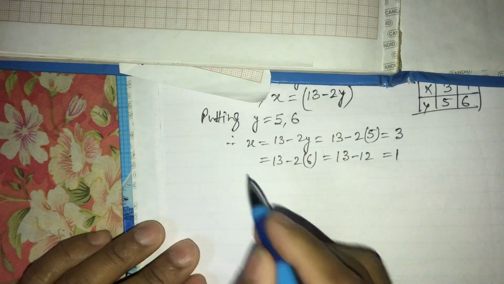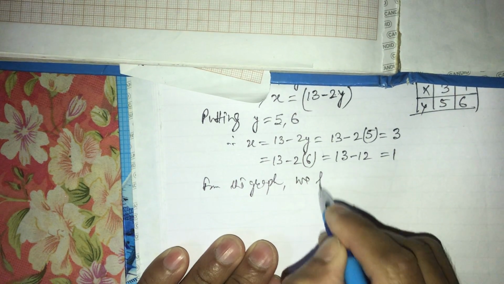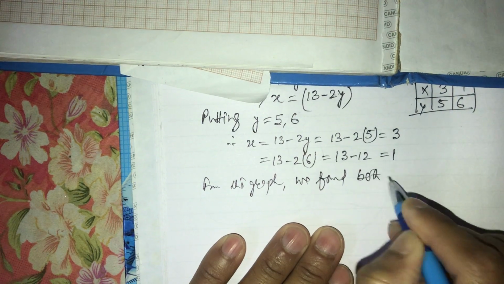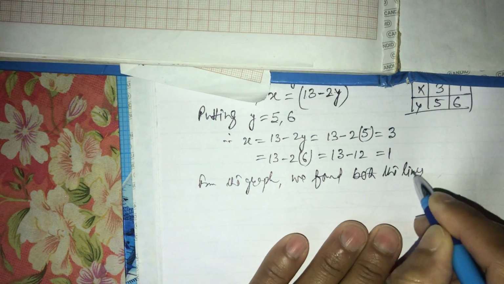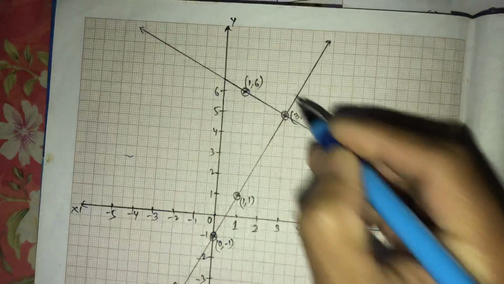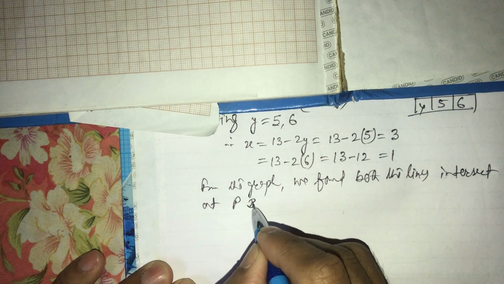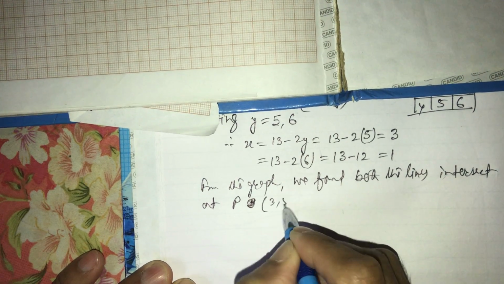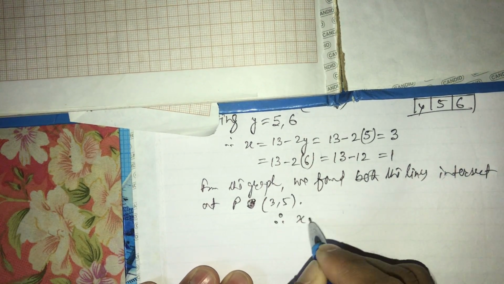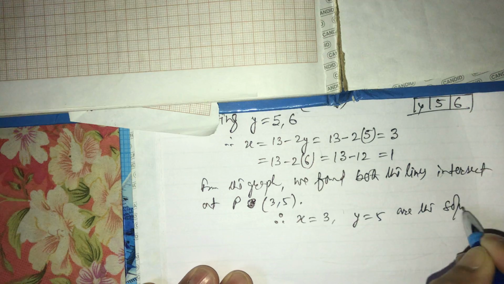So I must write here: from the graph we found both the lines intersect at, if I mark this as point P, P (3, 5). This means x is 3 and y is 5 is the solution. The solving part is done.